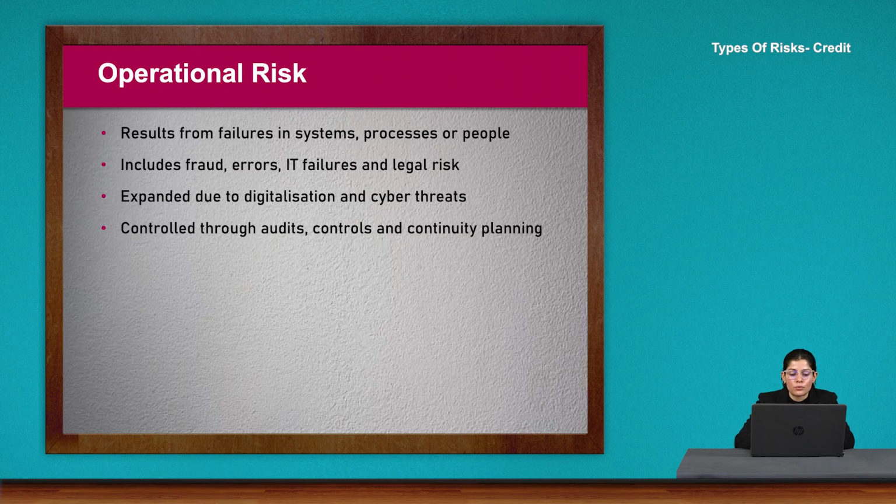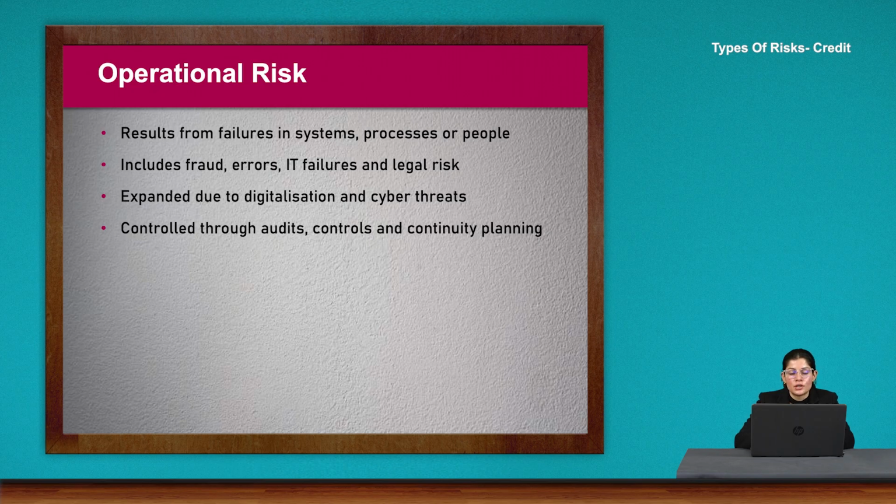It will include the fraud and process failures. So operational risk results from inadequate or failed internal processes, people, systems, or external events. It includes errors, internal and external fraud, system breakdowns, failed transactions, and legal risk. With increasing digitization, cyber threats, vendor failures, and software vulnerabilities have expanded the operational risk exposure.